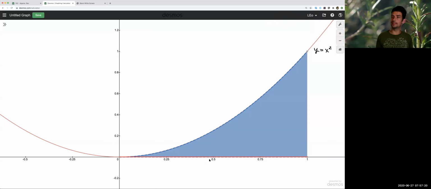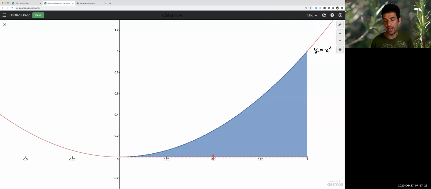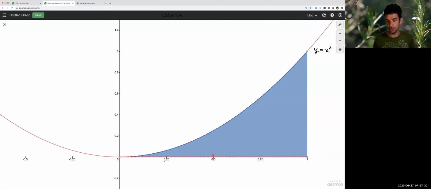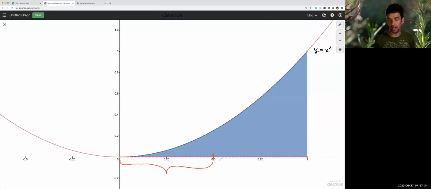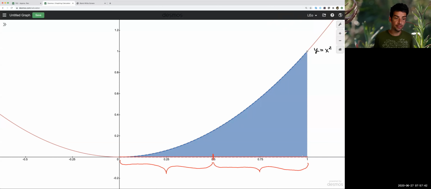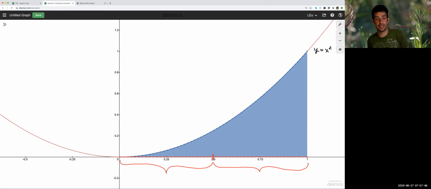And also to make things simpler, I'm going to use the same size pieces, meaning I'm just going to cut this interval in half. So right at 0.5, I'm going to make this section here from 0 to 0.5 the base of one rectangle, and then this section here is going to be the base of the other rectangle. Okay, so there's the bases of the rectangles.